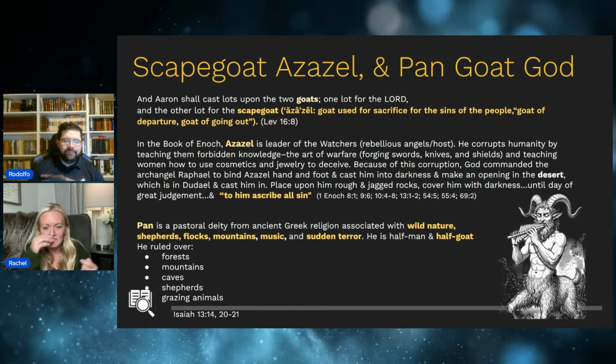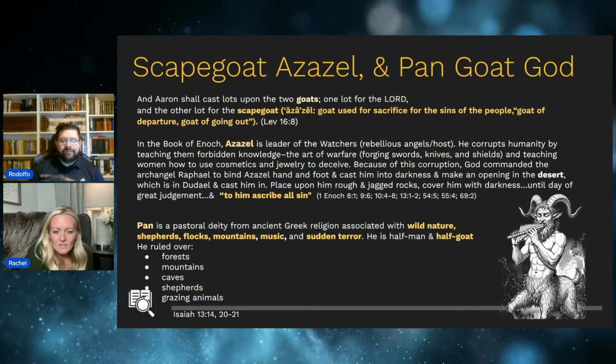So it's interesting, the same idea of the scapegoat, where sin is placed upon him and he's sent out to the desert. Then we find the same type of idea in the Book of Enoch here. And Azazel being a goat just seems applicable.